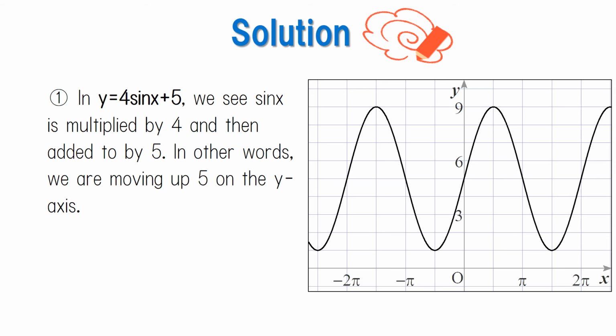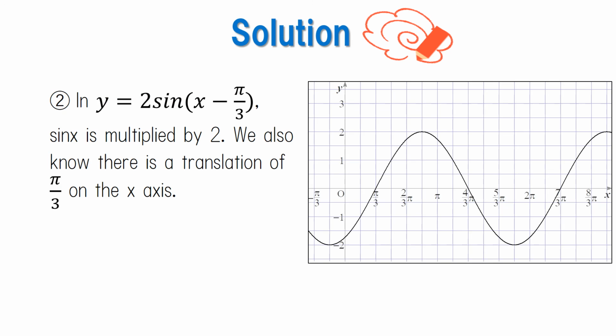In y equals 4 sine x plus 5, we can see sine x is multiplied by 4 and then added to by 5. In other words, we are moving up 5 on the y-axis. For number 2, in y equals 2 sine (x minus pi over 3), sine x is multiplied by 2. We also know there's a translation of pi over 3 on the x-axis.